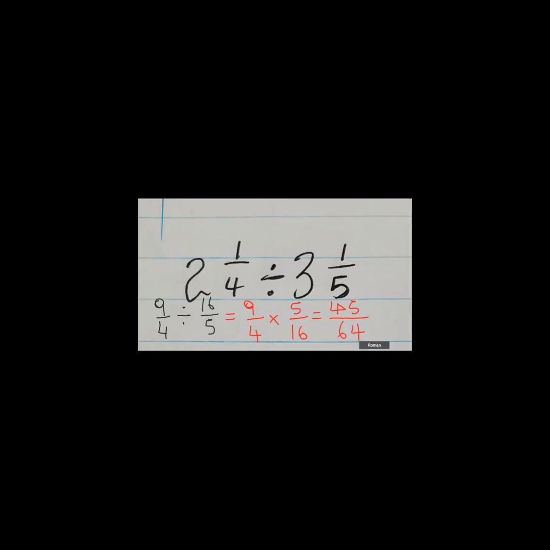Can this be simplified? Can I find a number that can go into 45 and 64 without leaving any remainder? Sir, 5 and 4. No, we have to use one number only. If we're using 5, it has to work for both of them. If we're using 4, it has to work for both of them. So when you're simplifying, you only want one number and one number only.